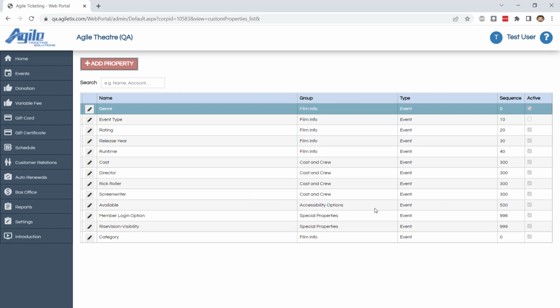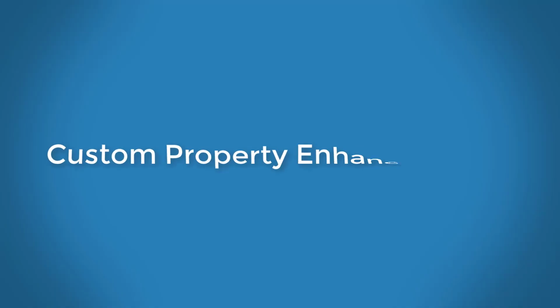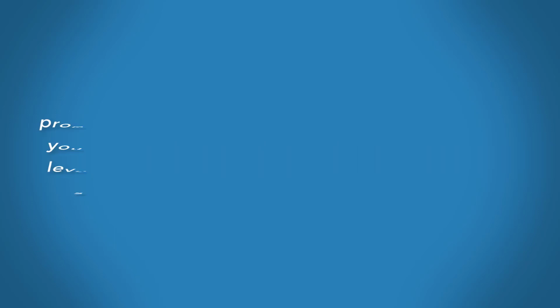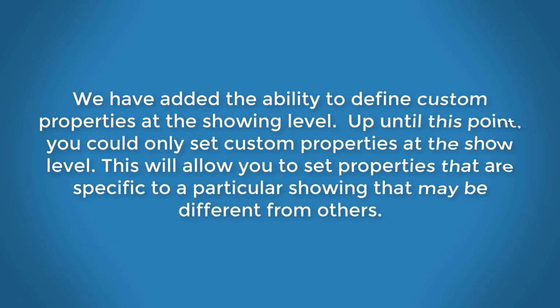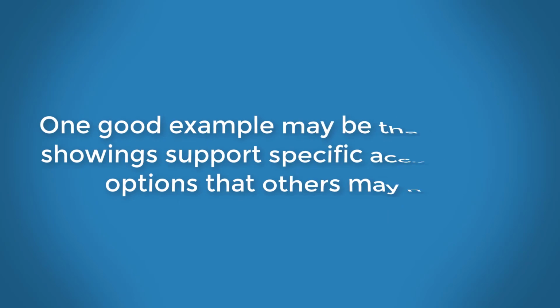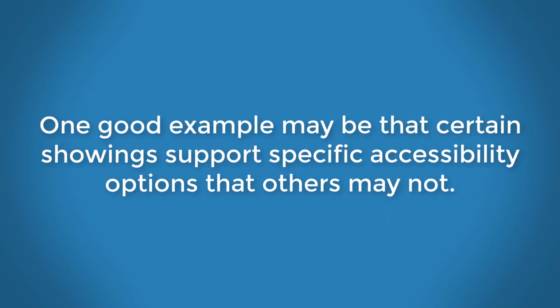We can use this category as a filter option for events. This next enhancement is also related to custom properties. We have added the ability to define custom properties at the showing level. Up until this point, you could only set custom properties at the show level. This will allow you to set properties that are specific to a particular showing that may be different from others. One good example may be that certain showings support specific accessibility options that others may not.